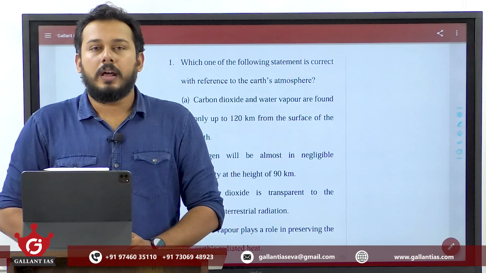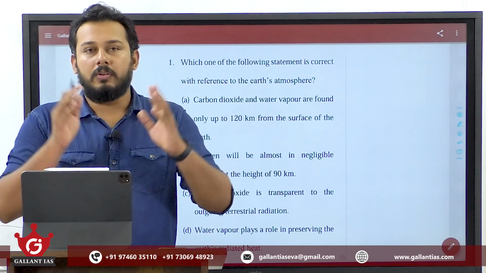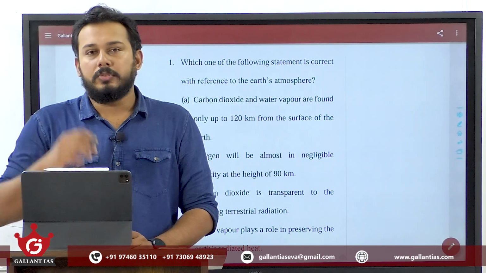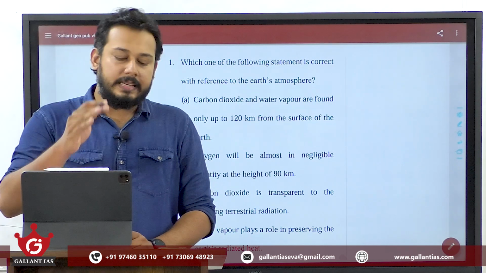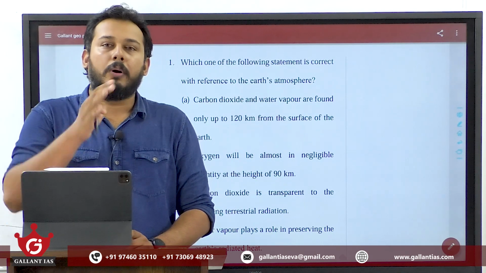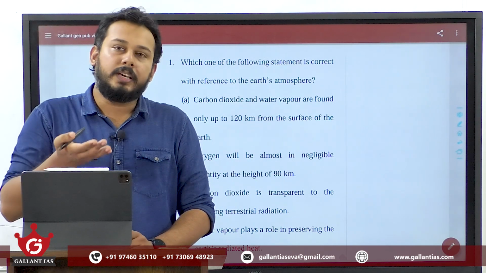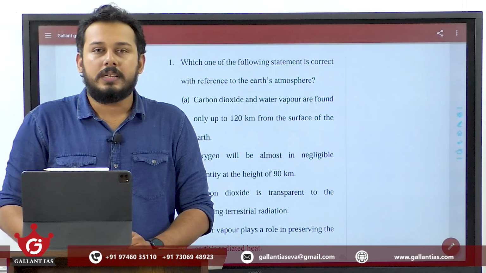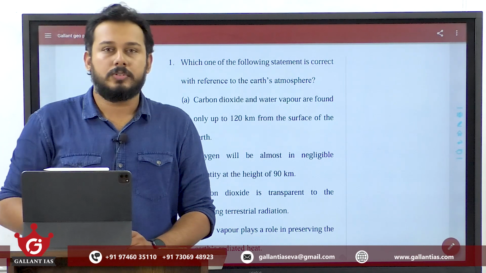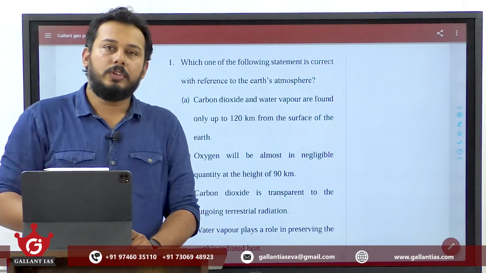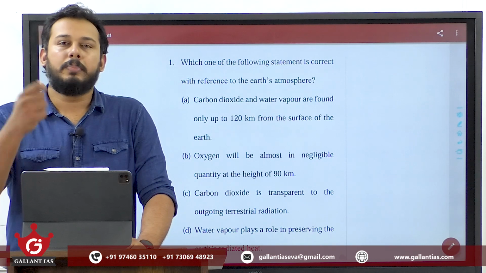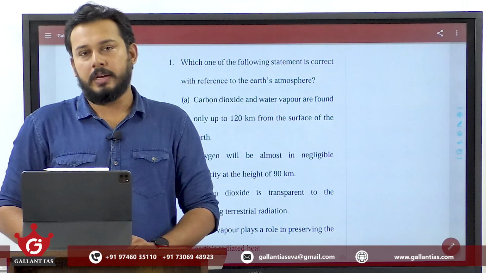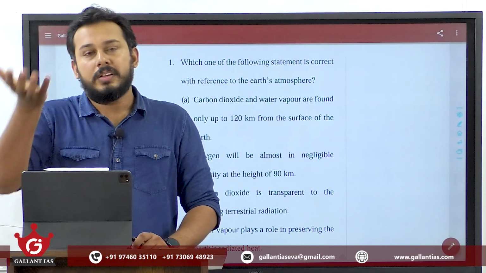And these gases are not equally distributed all around the atmosphere. The distribution of these gases varies according to their density. The denser or heavier gases tend to stick to the bottom layers of atmosphere, while the lighter or less dense gases tend to stick to the top layers of atmosphere. That's why we use hydrogen or helium for balloons, so that balloons can go up, because hydrogen and helium are lighter gases. So they will rise upwards.